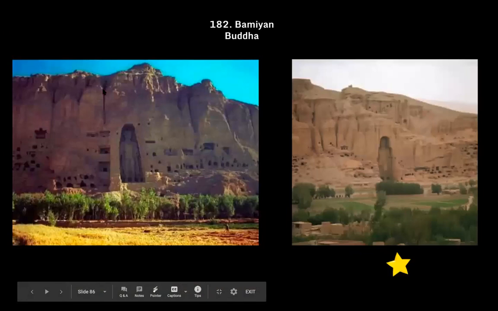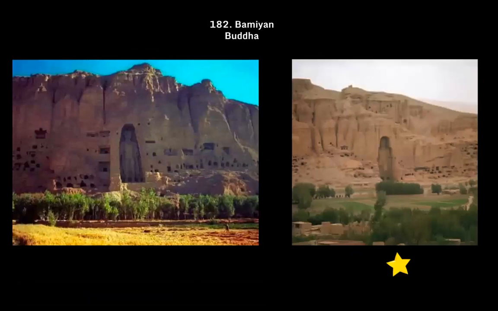So our first image for today is Bamiyan Buddhas, which is 182. And so you have two images, not three, two images for this one.